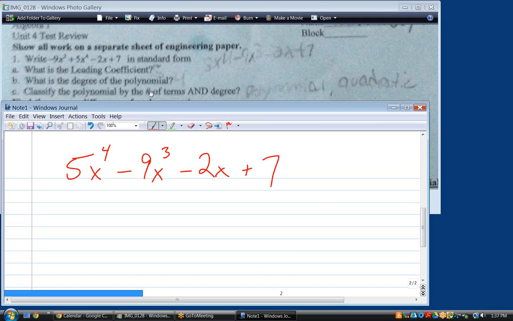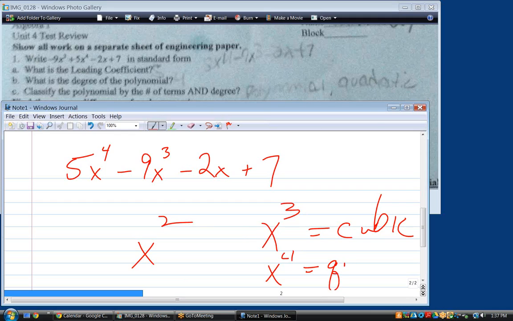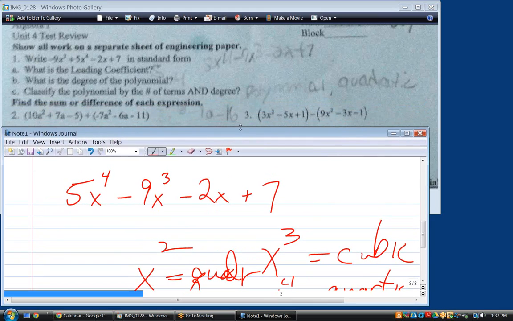Classify the polynomial by the number of terms and the degree. How many terms are there? 4. So wouldn't that be a quadratic polynomial? It's not quadratic. Quadratic is x squared. X cubed is cubic. And x to the 4th is quartic. Okay? So there's 4 terms and it's a quartic. All right.